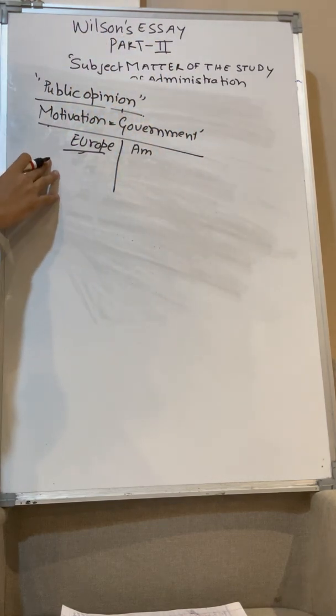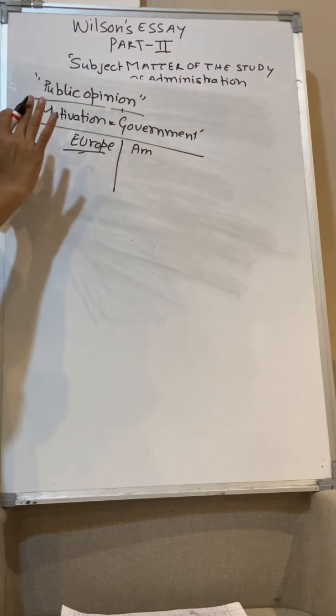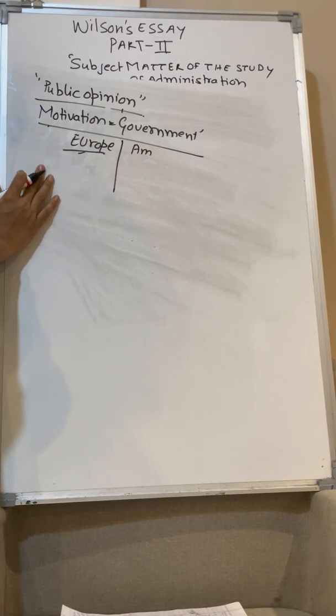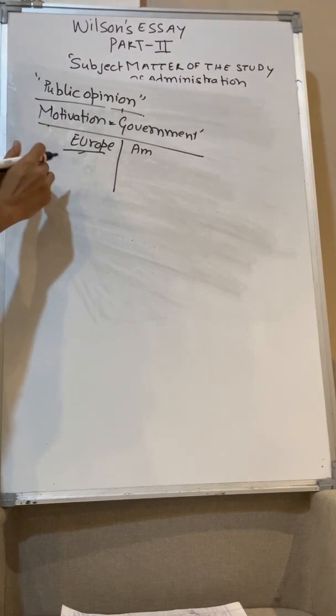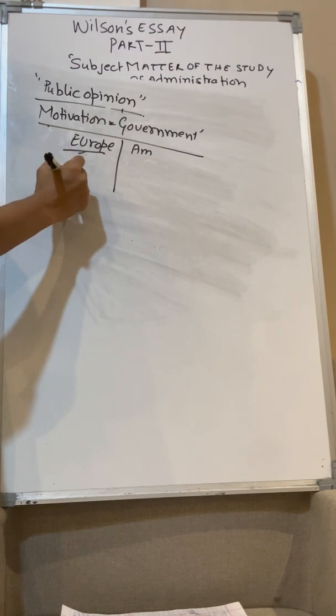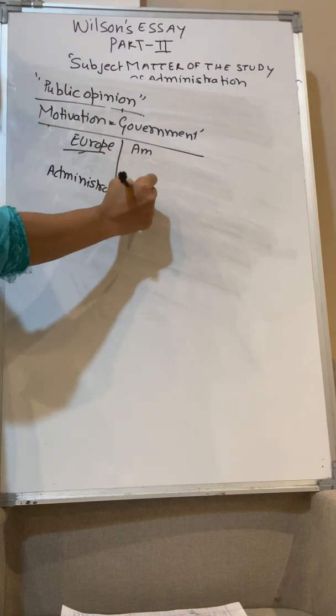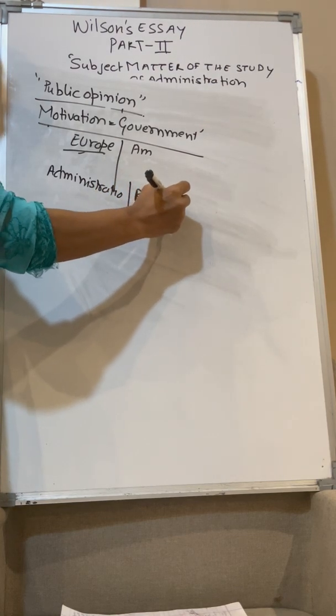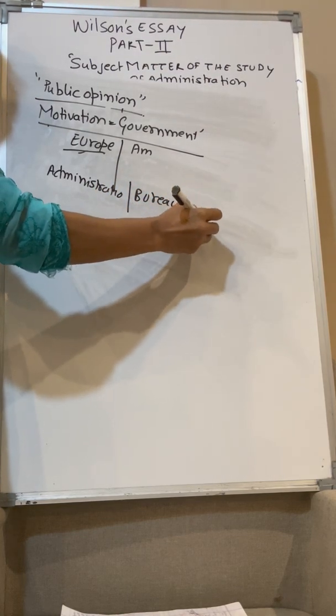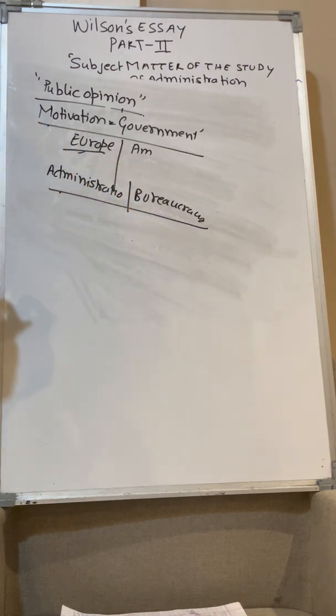Now after telling all this, lastly he talks about the relationship between administration and bureaucracy. Why did he talk about bureaucracy?